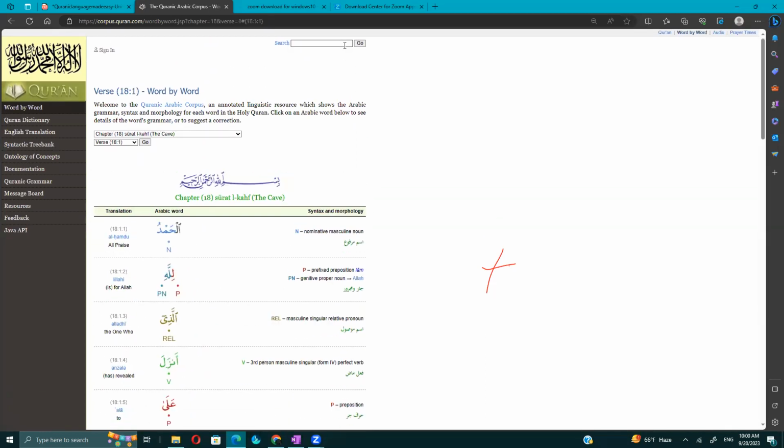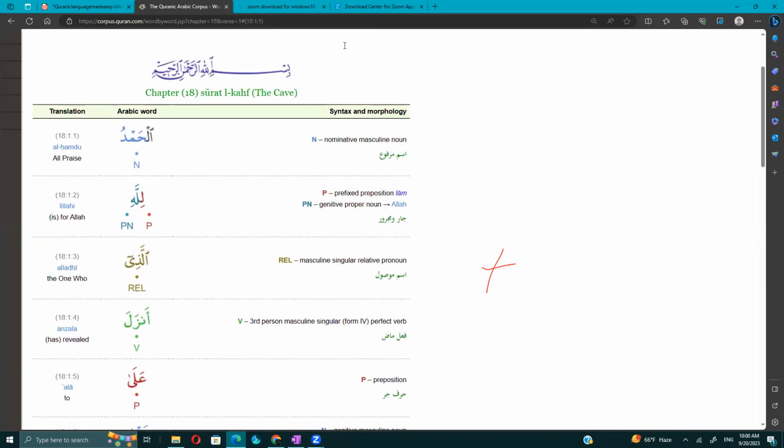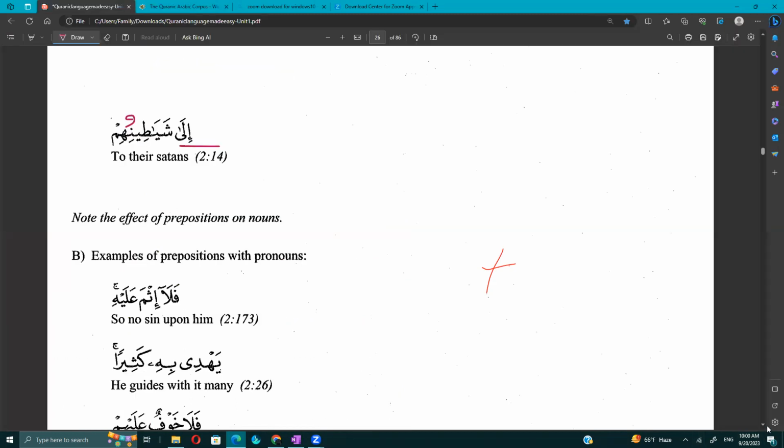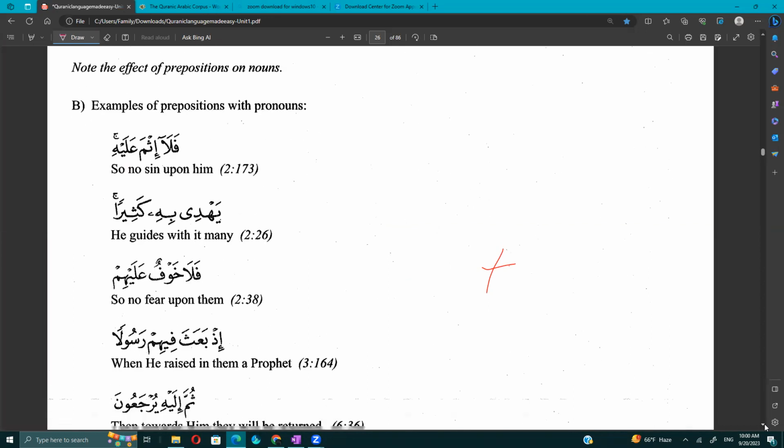Let's take Suratul Kahf. Alhamdulillahilladhi. Now tell me which is huruful jar here. Lillahi. Very good. Li plus the word Allahu becomes lillahi. Li is for, oh sorry, actually we didn't do more prepositions yet. Let's do the examples later. So we just did ila, ala, bi and fi, right? Note the effect of prepositions on nouns. That was the effect of prepositions on the nouns. Now we are learning the effect of prepositions on the pronouns.